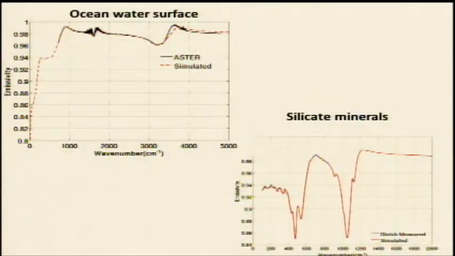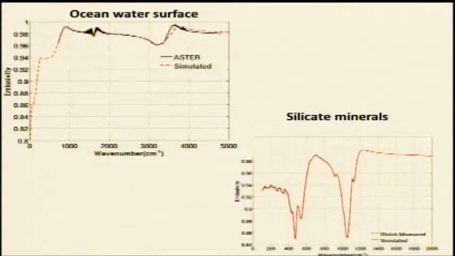So here I just show you a couple of examples. This is what we simulated for the spectral emissivity of the calm water surface. And the black one is what was actually measured by this ASTER project. Okay. And they only stopped at 650 wave number, but actually if you go beyond that into the far IR, the emissivity drops a lot.